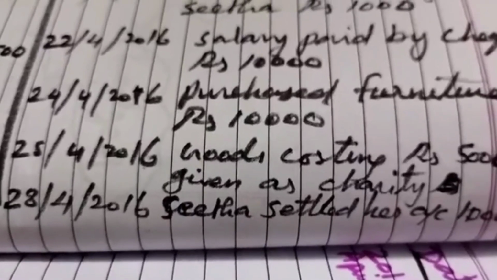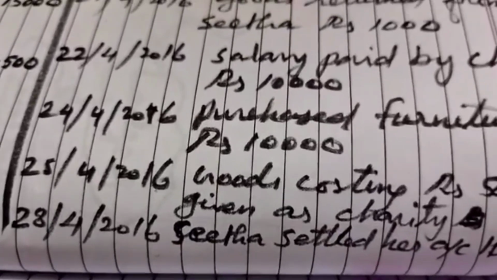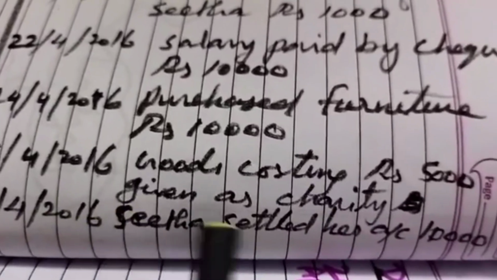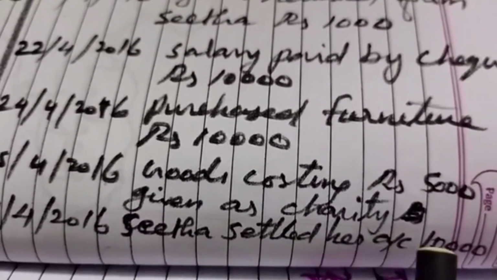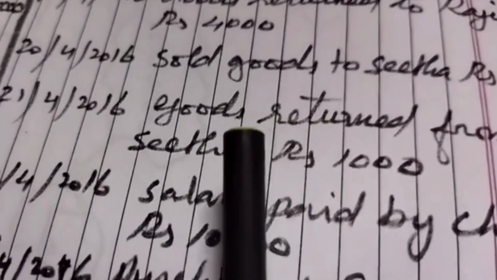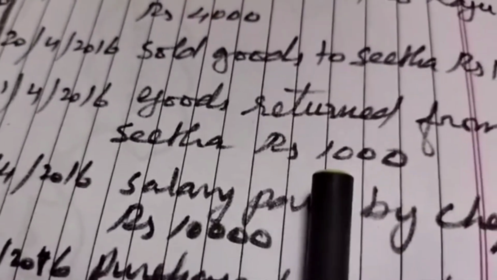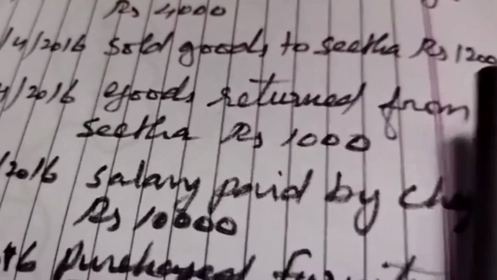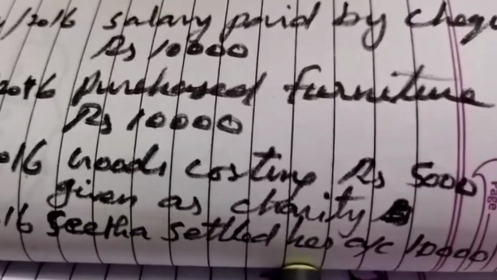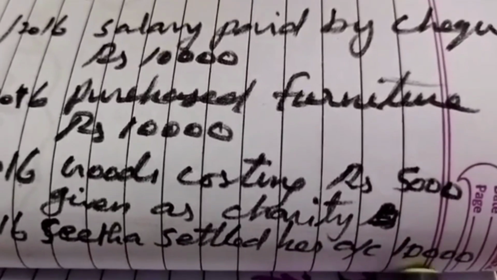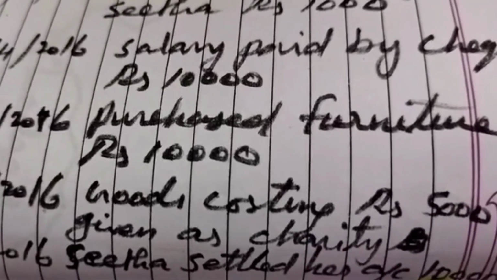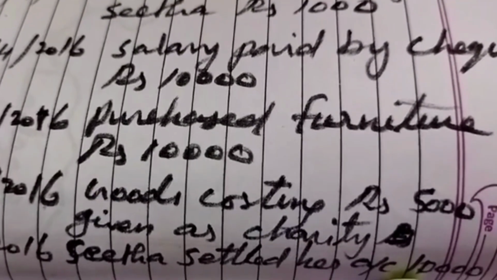See here, 28th April 2016, Sita settled her account. 10,000 is given. We sold goods to Sita 12,000. She has returned 1,000 worth goods to us. So 12,000 minus 1,000, 11,000. Now she has settled her account by paying 10,000 only. That means we have given 1,000 rupees as discount. This is an expense to the business. As per nominal account, the discount account should be debited.